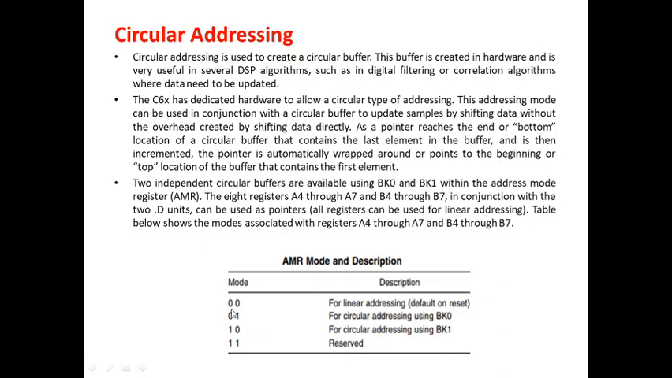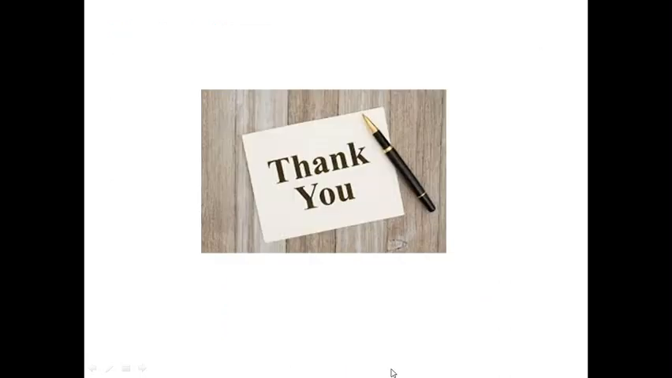The AMR mode field is 2 bits. If the AMR mode value is 00, it points to linear addressing. 01 means circular addressing using the circular buffer BK0. 10 means circular addressing using the circular buffer BK1. 11 is reserved for a special case.